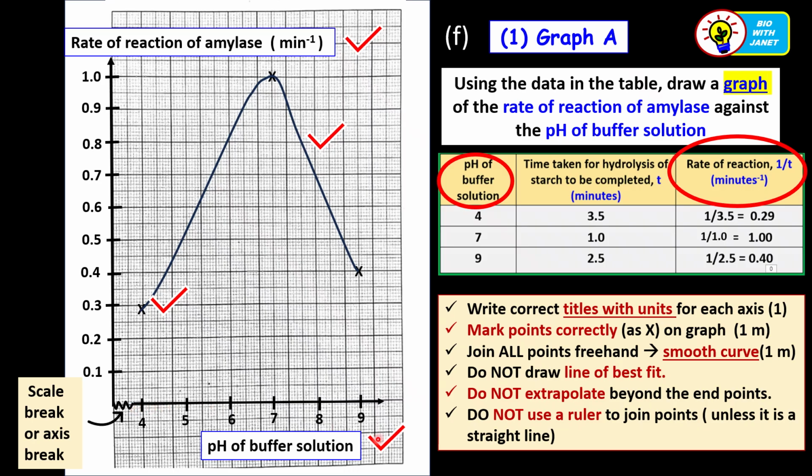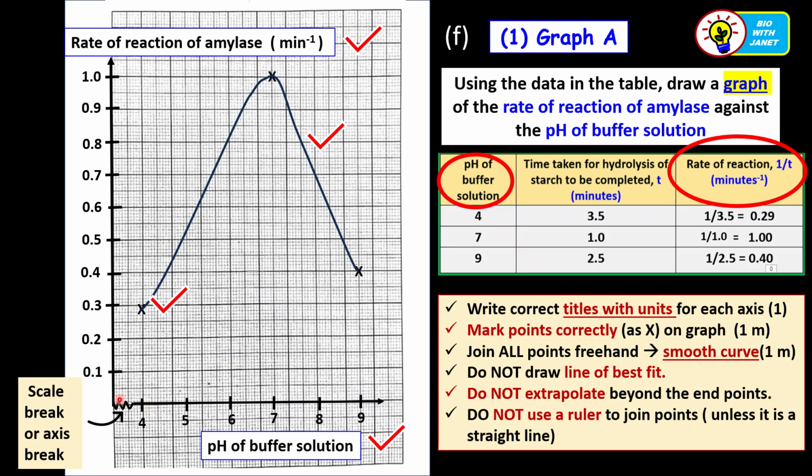For the horizontal axis, we don't start with 0 and then put in all the values until 4, because then the scale is too small and the graph will be very small. It will be compressed in the center. So we have this scale break, the zigzag line, to indicate that some values are not shown here, and then start with 4 here. From this part onwards, your scale must be uniform. So 4, 5, 6, 7, 8, 9. I use 3 big boxes to represent 1 value in the pH.